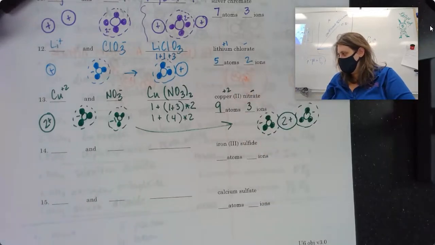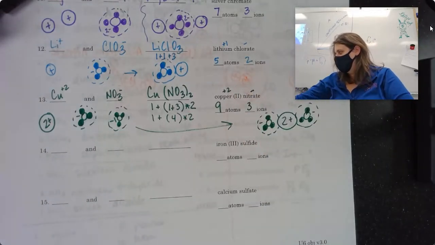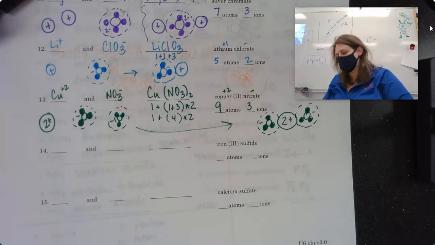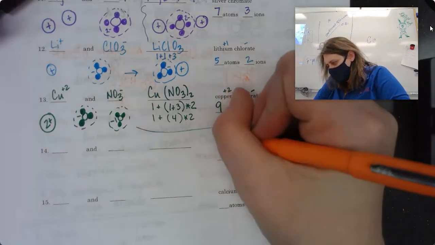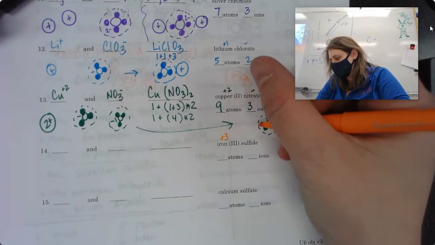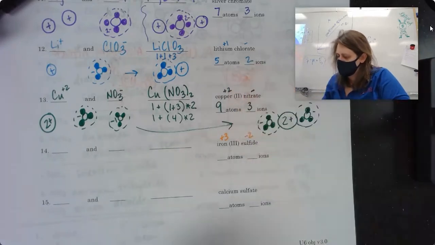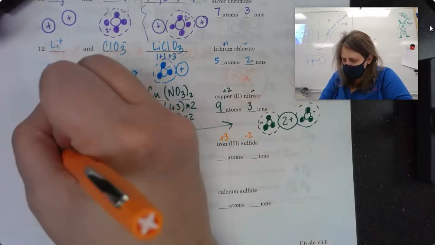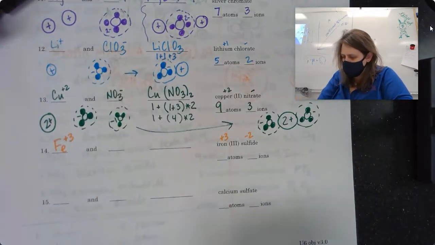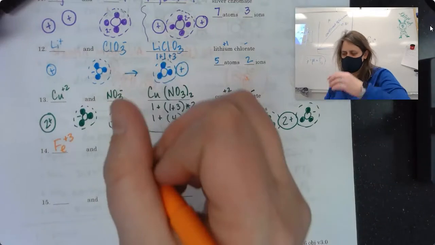How are we doing? We're crushing this. It's getting easy. Next one, we've got another transition metal, which means it tells us what its charge is. Iron is +3. Sulfide is the one that's in the 6th row with oxygen, so I know that one's -2. So we've got iron +3, sulfide -2.